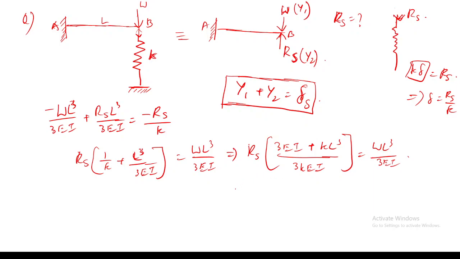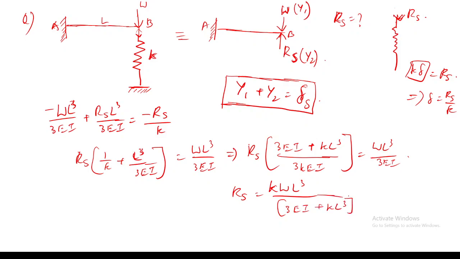So on both sides 3EI gets cancelled and you will be having WL cube divided by K into, for example, Rs I need, right? 3EI gets cancelled, so K goes upwards and you won't be having this.